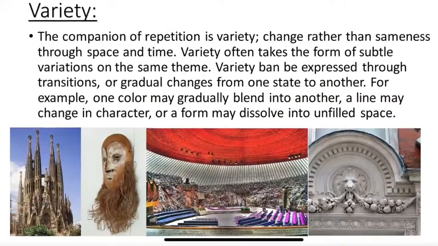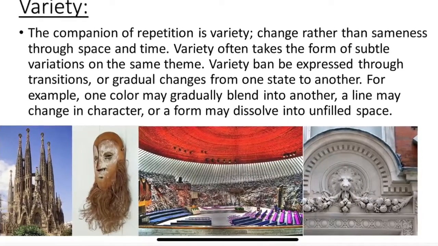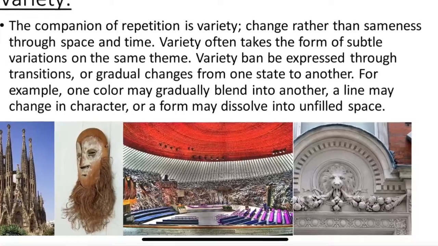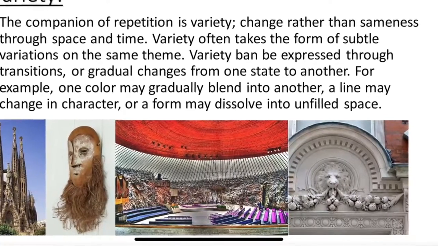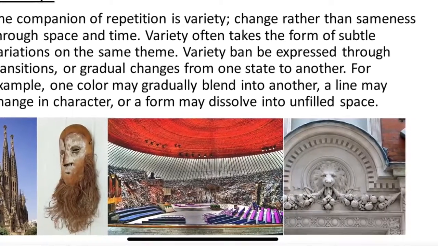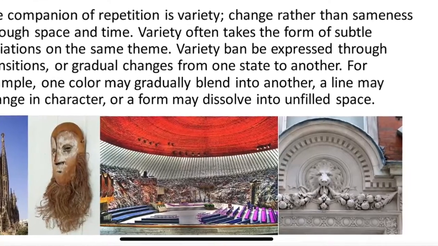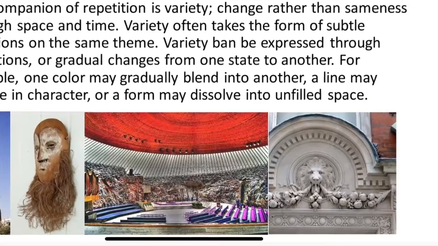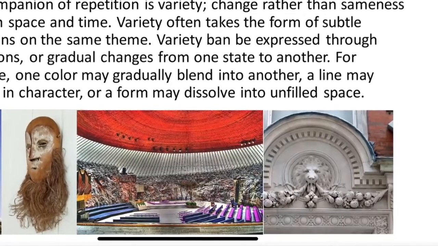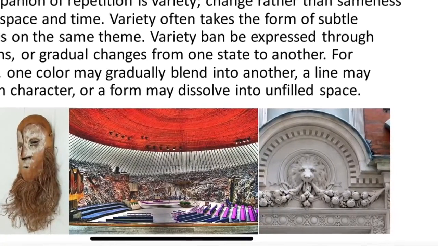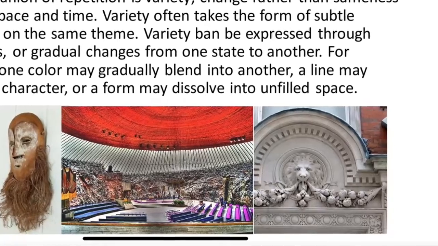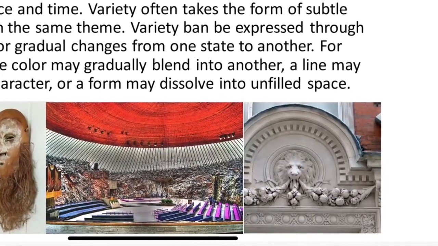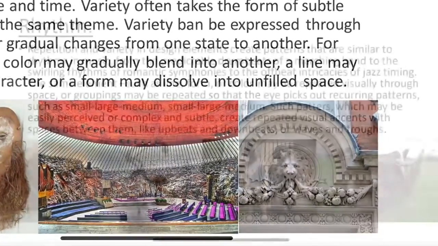The third principle is variety. The companion of repetition is variety, change rather than the sameness through space and time. Variety often takes the form of subtle variations on the same theme. Variety can be expressed through transitions or gradual changes from one state to another. For example, one color may gradually change to another, a line may slowly change in character, or a form may dissolve into unfilled space.